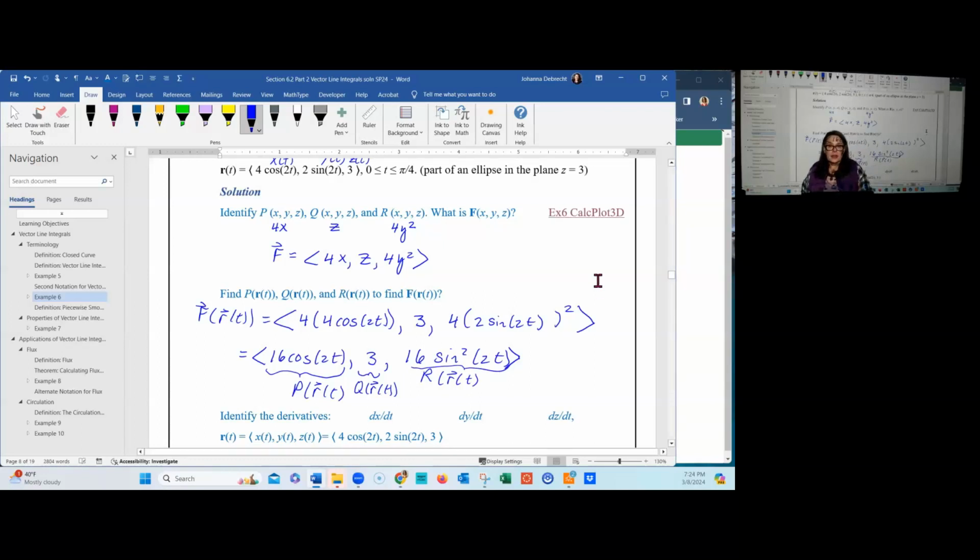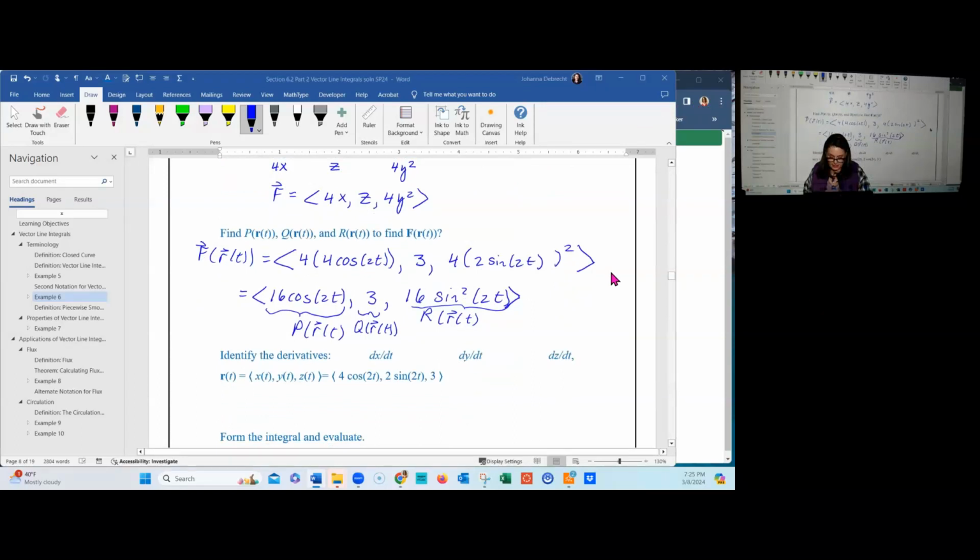The next step is to identify the derivatives. The derivatives refer to the parameterization, where the parameterization is x of t, y of t, z of t, and given by 4 cosine of 2t, comma 2 sine of 2t, comma 3. x of t, of course, is 4 cosine of 2t. To find dx dt, we take the derivative of that to get negative 8 sine of 2t.